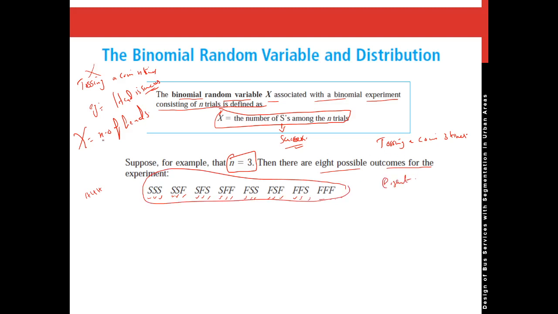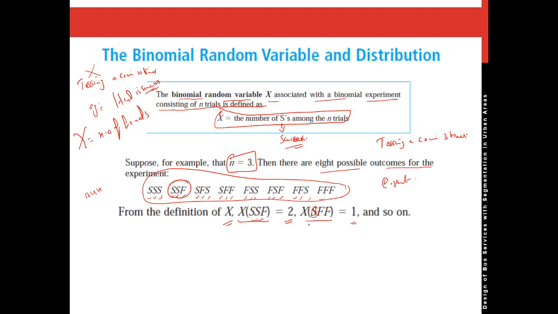Now by the definition of x, the number of successes, x of success, success, failure: in this outcome there are 2 successes, so x of SSF is 2. Here, how many successes? 1 success. So x of SFF equals 1.